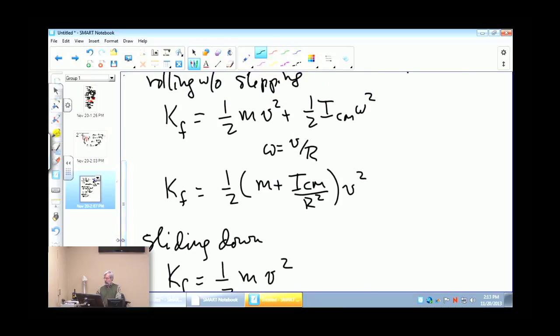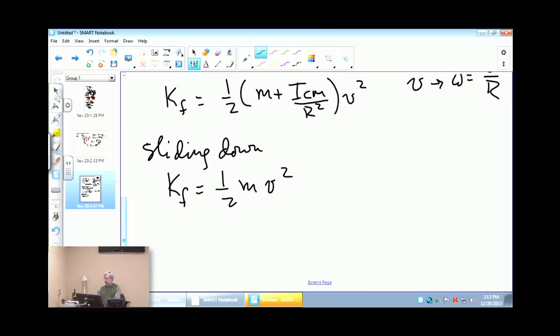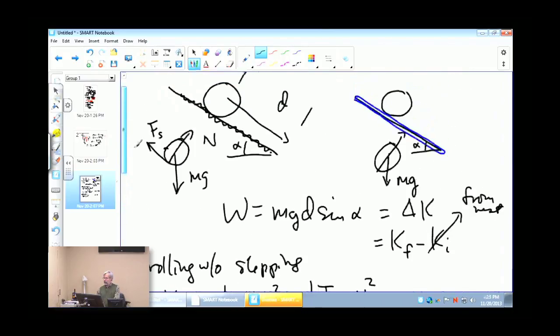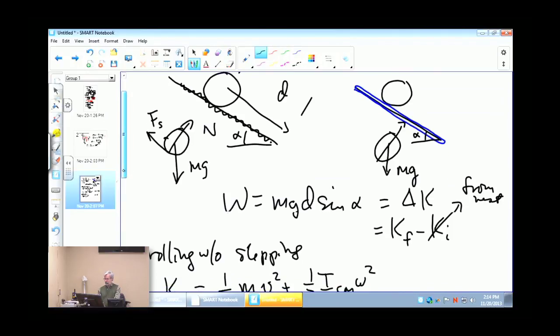Now, how about omega? Well, once we solve for V here, we can find omega is just V over R. In the second case where it's sliding, what is omega? Zero, right? There's no torque acting on that cylinder about the center of mass. Notice that we chose the center of mass there. No torque about that.